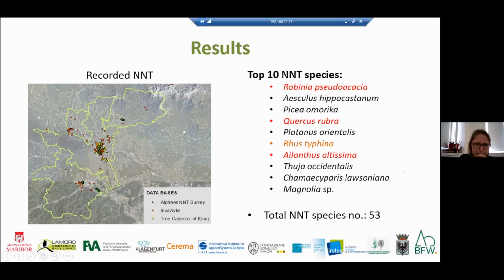So from all the recorded data, we made a list of 10 non-native tree species, which are the most numerous. From the literature, we know that Robinia pseudoacacia, Quercus rubra, and Ailanthus altissima are invasive tree species, and Rhus typhina is potentially invasive. Together, we recorded 53 non-native tree species in all 4 pilot areas.